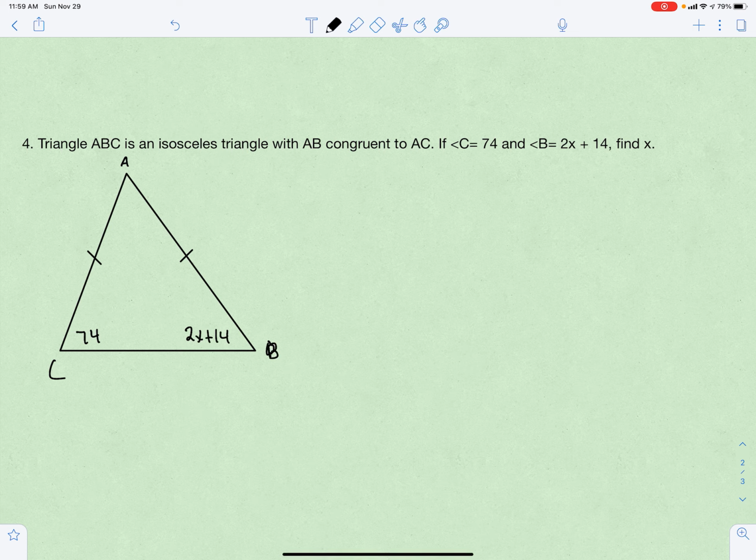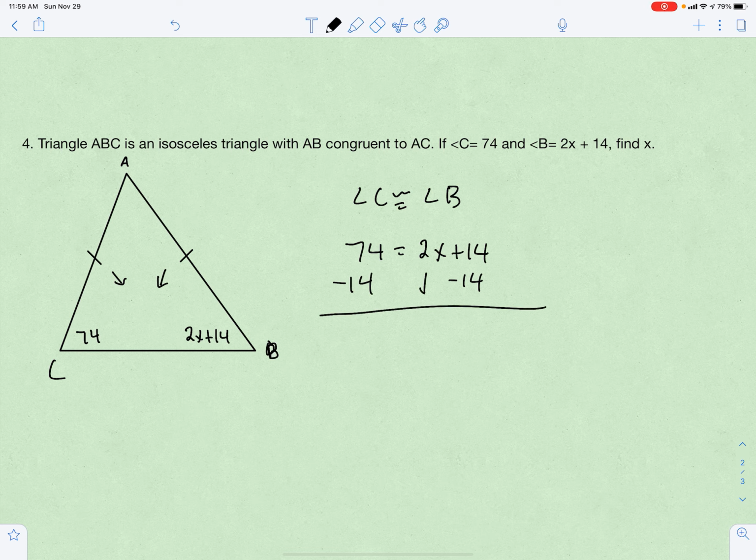what X is. So if I'm looking at this, we know it's an isosceles triangle, so if I draw my arrows, I know that angle C is congruent to angle B. Angle C is 74, which is equal to angle B, which is 2x plus 14. I subtract 14 from both sides. 74 minus 14 is 60, which is equal to 2x. I divide both sides by 2, and I get x is equal to 30.